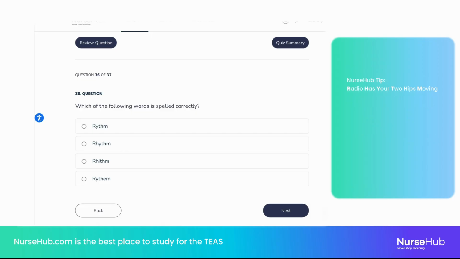All right, we're on question number 36. We have 2 left to go, and this one is asking which of the following words is spelled correctly. And we have a lot of different options for the word rhythm. Now, first, this word is one of the trickiest words in the English language. It is really, really tricky, and a lot of people have a hard time spelling this word.